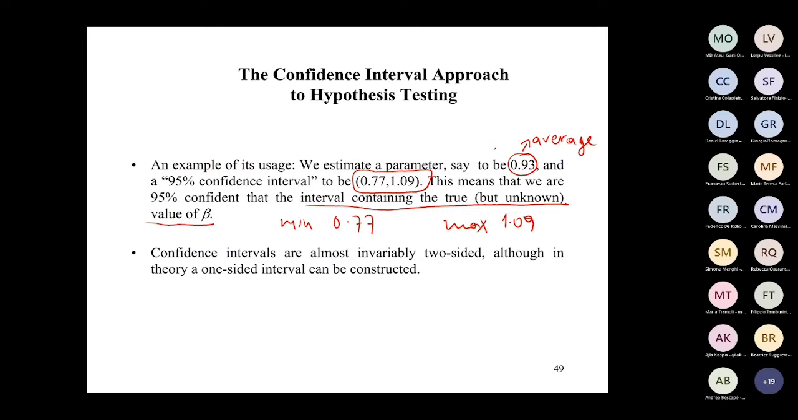The minimum, the maximum, and the average value beta can take. Okay, and you would need to include this in your project as well.